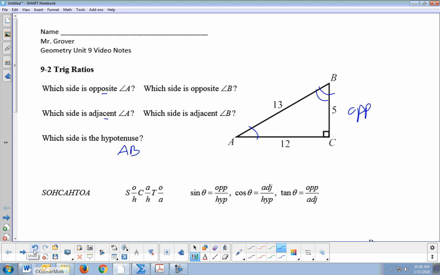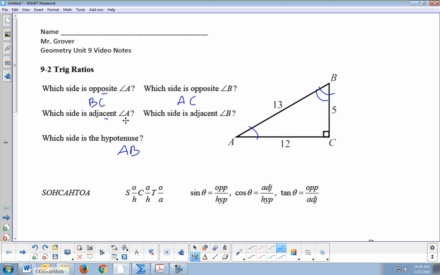So the angle you are using or speaking about has a lot of perspective and a lot of relevance. So opposite angle A, across from angle A, is BC. And opposite angle B, across from angle B, is AC.